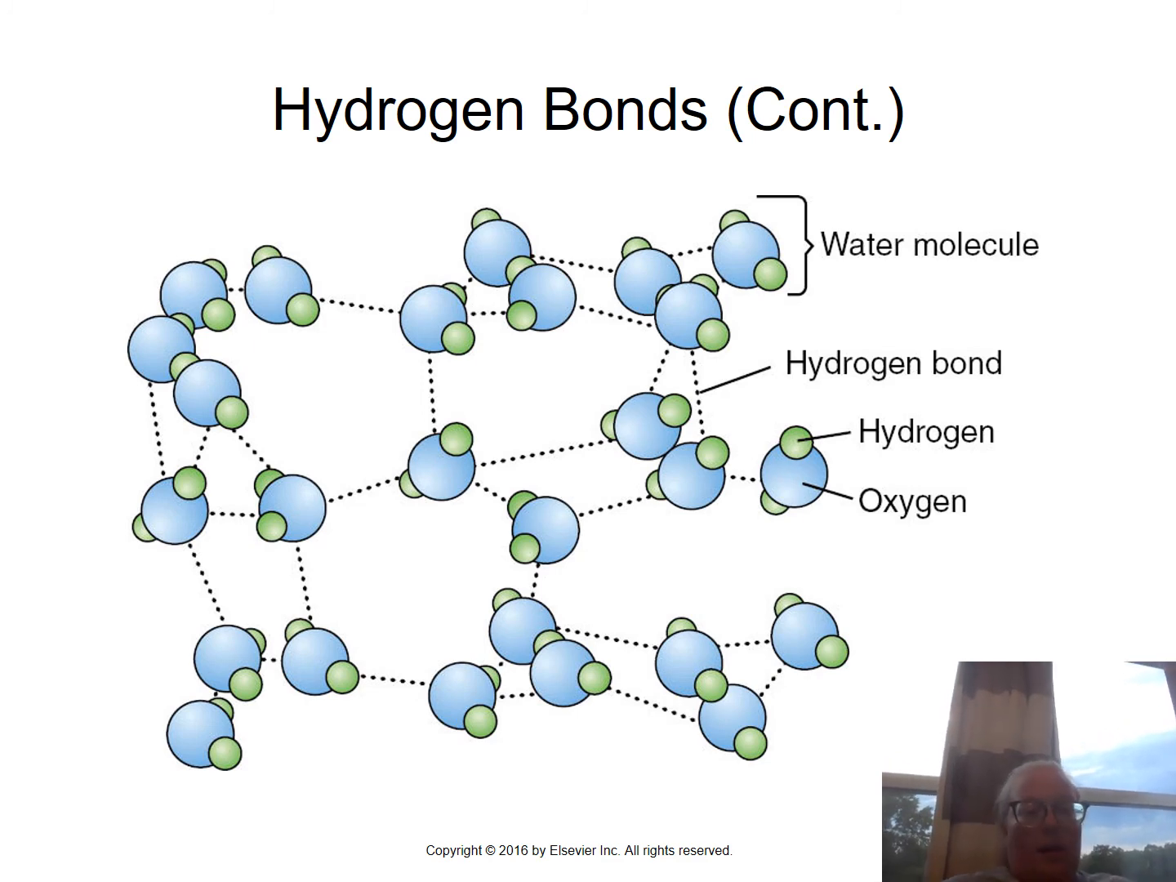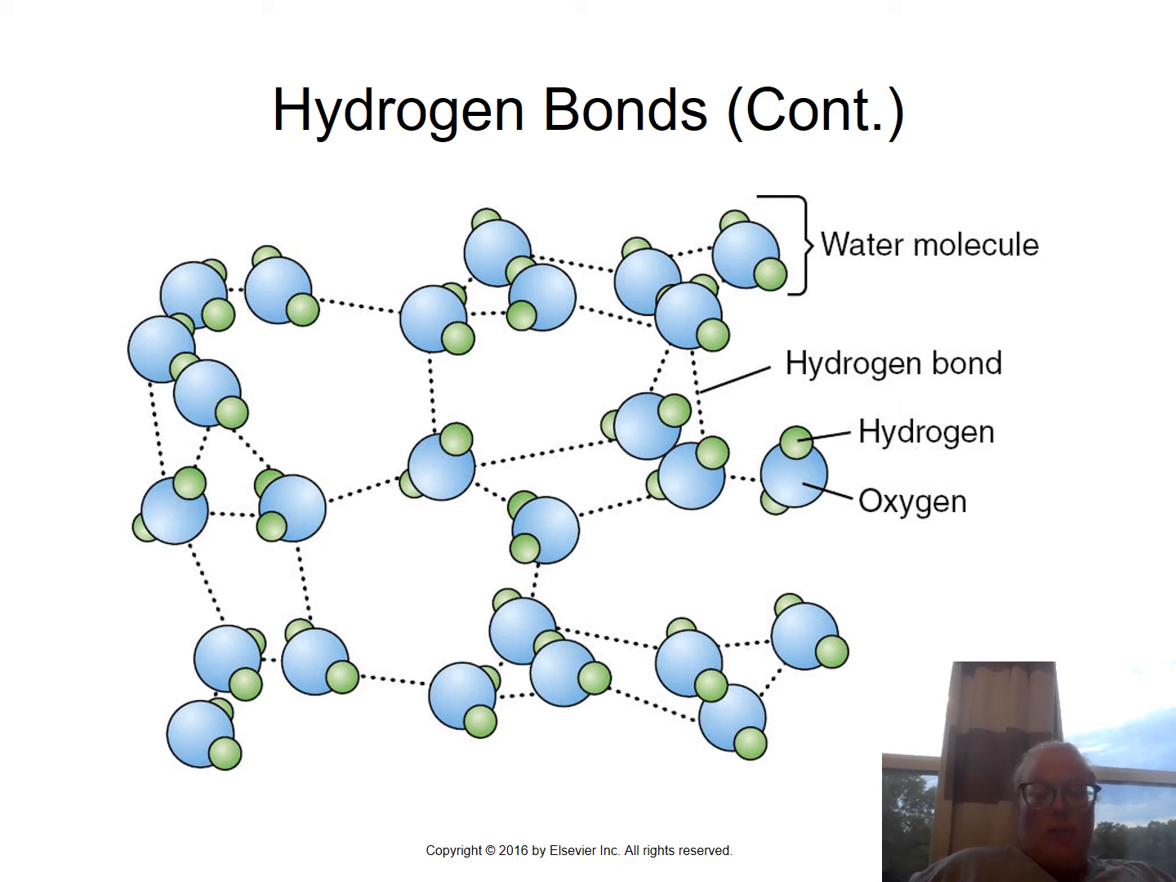Okay, here is an example of hydrogen bonds. These are hydrogen bonds between water molecules. The positively charged hydrogen portion of one water molecule is slightly attracted to the negatively charged oxygen portion of another water molecule. Hydrogen bonds are always indicated by dotted lines.